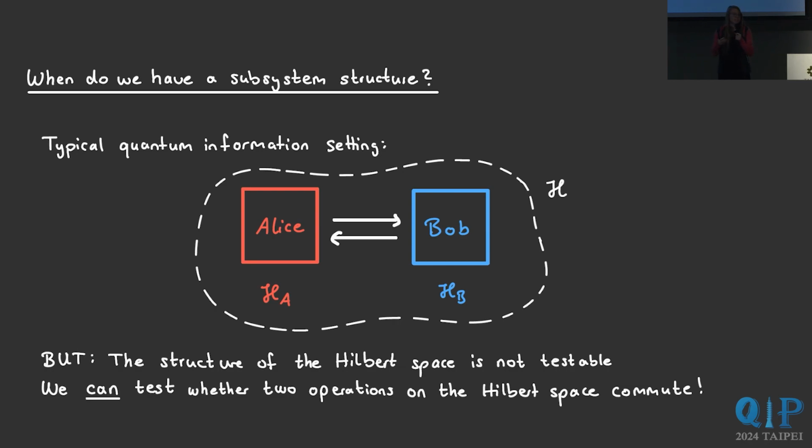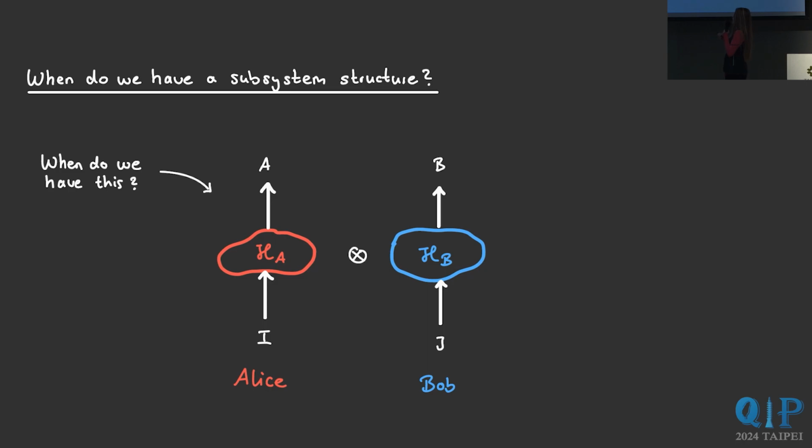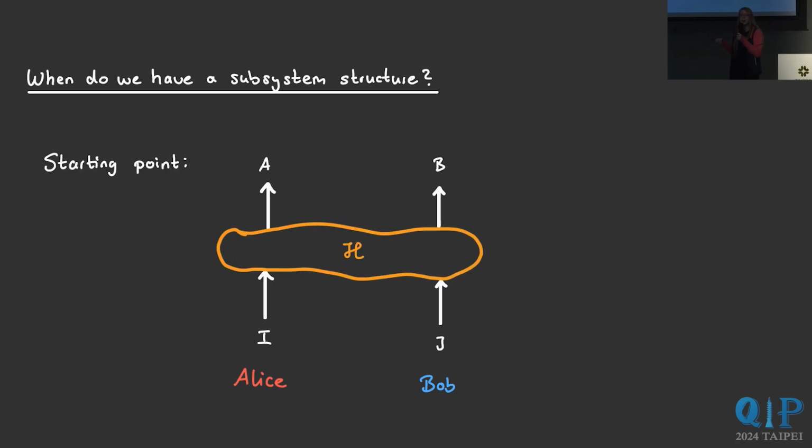And as the title suggests, what we can infer from commuting operations is that the Hilbert space factorizes. So putting it differently, the question is, when can I justify that I have this Hilbert space structure in my quantum information processing protocol, starting from a global Hilbert space where Alice and Bob are acting on?